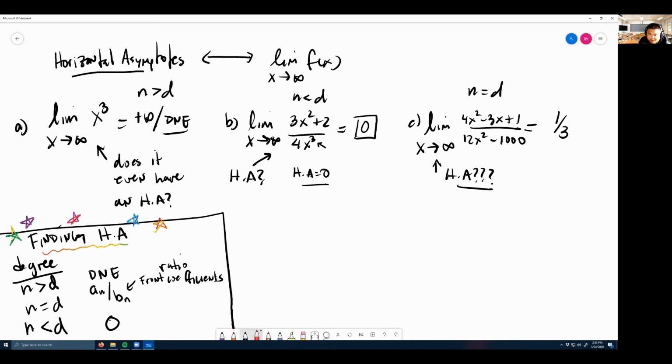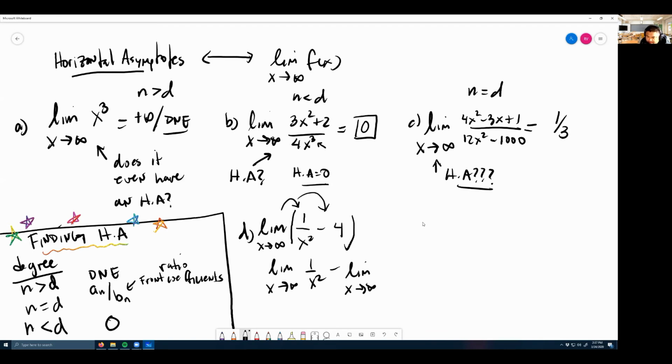Let's get to something a little bit more complicated. The limit, let's call this example D, and I believe your homework gives you something like this: the limit of 1 over x squared minus 4 as x approaches infinity. So you can actually calculate the limits separately: the limit as x approaches infinity of 1 over x squared minus the limit as x approaches infinity of 4. Because I can do this limit very easily. What is the limit as x approaches infinity of 1 over x squared?